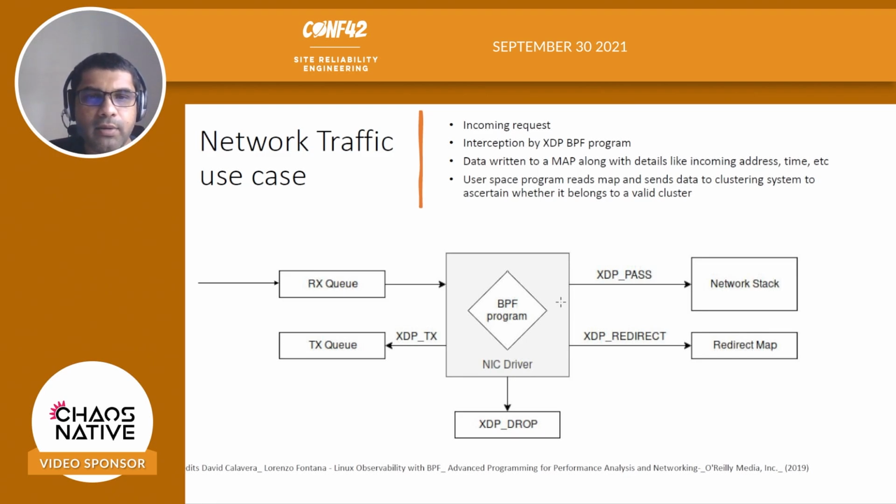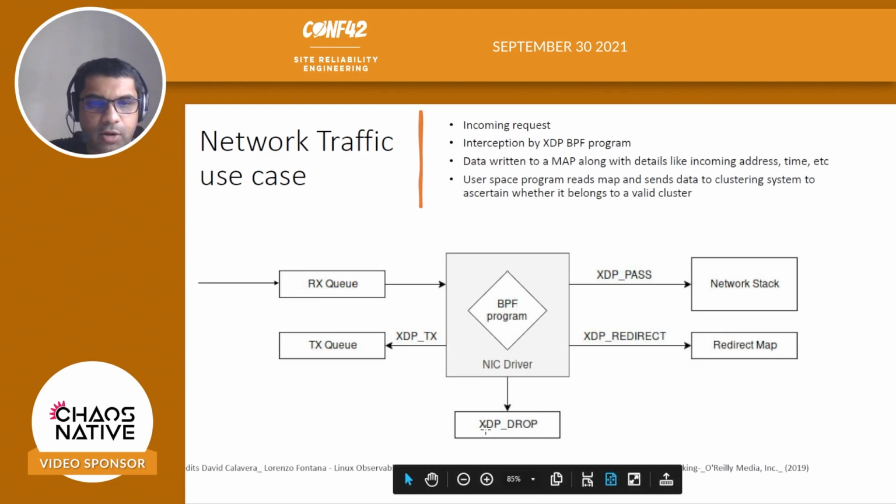You have a packet that is coming from a receive queue. Your BPF program checks the receive frame. That's the XDP receive frame. It looks at the IP address, and if the IP address matches the one in the BPF map, then it does the XDP underscore drop, which is basically nothing but drop it.